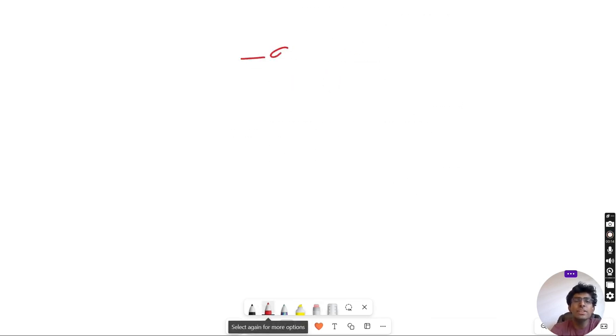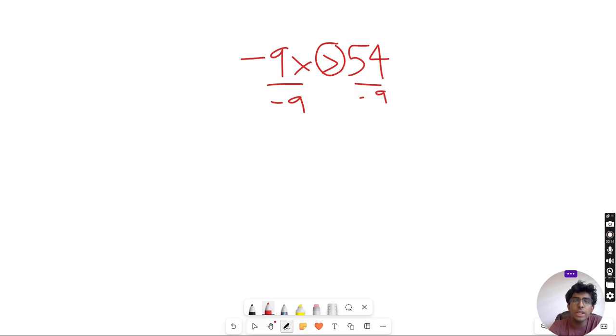Let's say we have negative 9x is greater than 54. Whenever you multiply or divide by a negative number, you need to make sure you flip the inequality sign. So in this case, we have a greater than sign right here. We're going to divide both sides by negative 9. And when we do that, we're going to get x, and we're going to flip this greater than sign to a less than sign. So it's going to become less than negative 6.